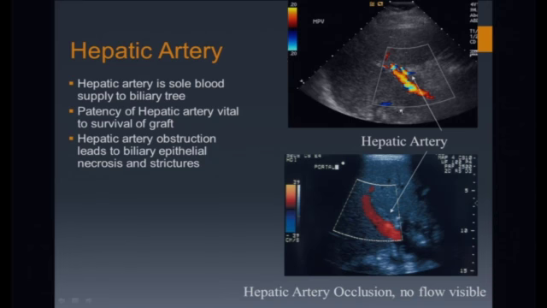On the top is a normal hepatic artery. The hepatic artery runs slightly anterior to the portal vein and is visible here on this color Doppler image. On the image below, this is a color Doppler image showing no visible hepatic artery. If you look closely, you can see a rounded hypoechoic structure which represents a thrombosed hepatic artery without flow.